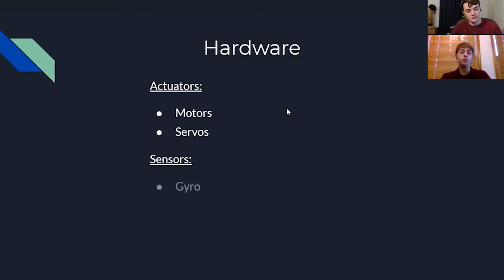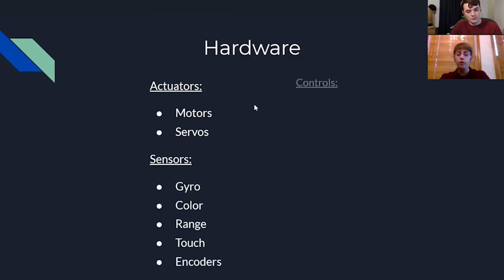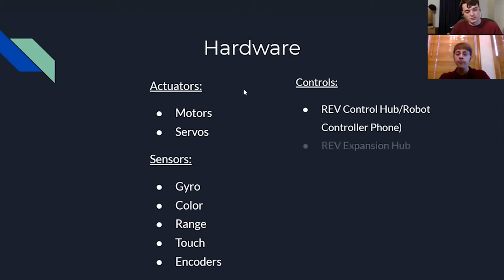And sensors include gyro sensors, color sensors, range sensors, touch sensors, and motor encoders. And it's a really good idea to utilize these sensors in autonomous programs. Thirdly, we have controls, and these include the Rev Control Hub or Robot Controller Phone, depending on which route you decide to go, whether you use the Rev Control Hub or the separate Android phone for your robot controller.